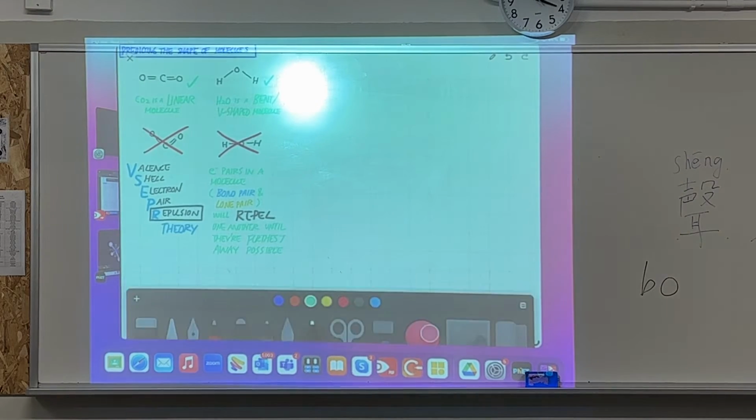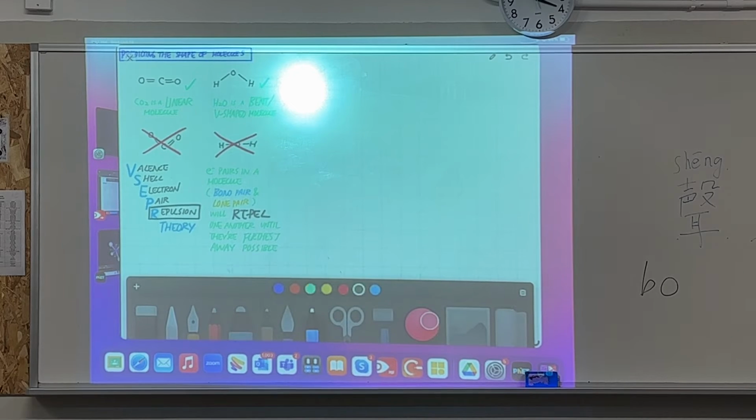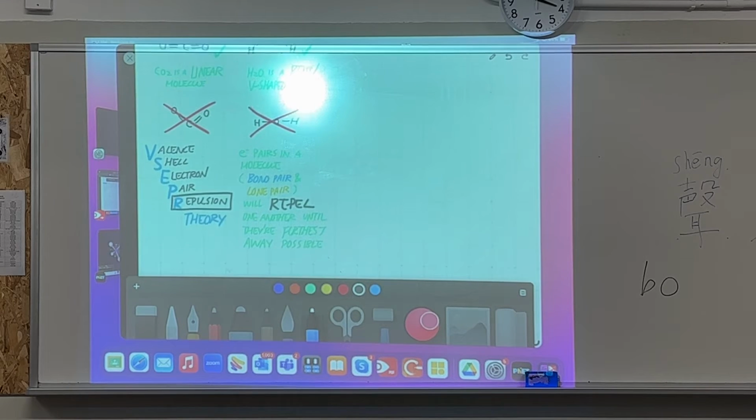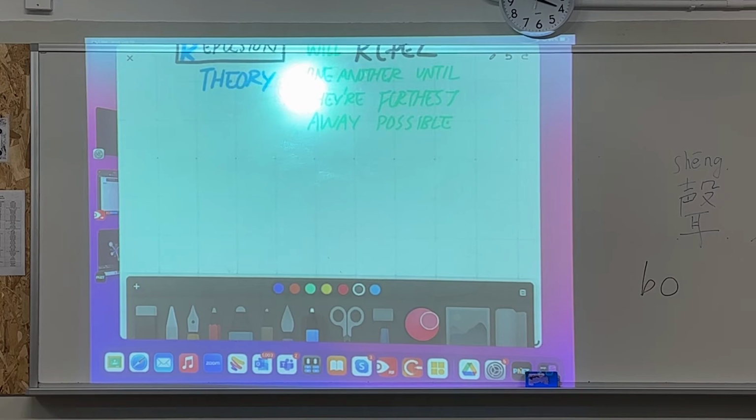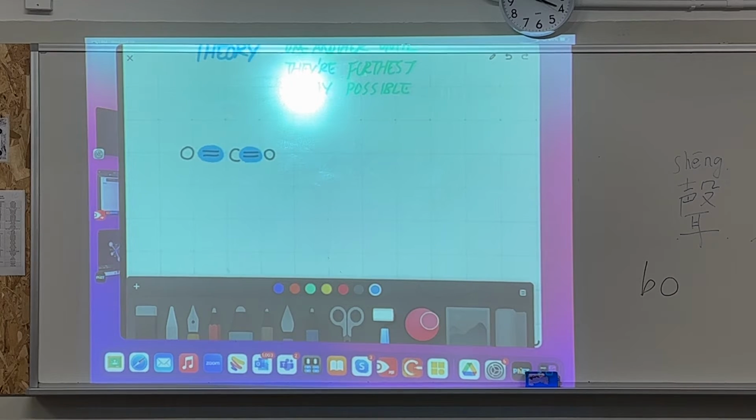Here, can you put down: the electron pairs in a molecule will repel one another until they are furthest possible. So let's start with CO2 first. CO2 has how many bonding groups in here? There are 2 bonds, right? Or you can say 4 bonds if you consider the double bond here and double bond there. But there are 2 groups of bonds in here. These groups of bonds will repel one another until they are furthest away possible, which is 180.